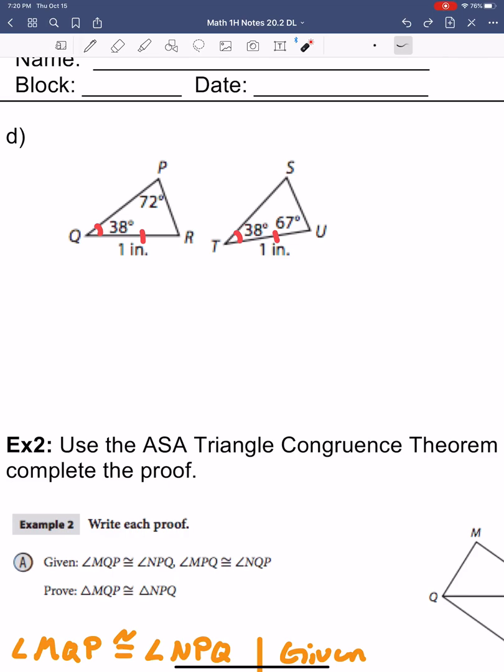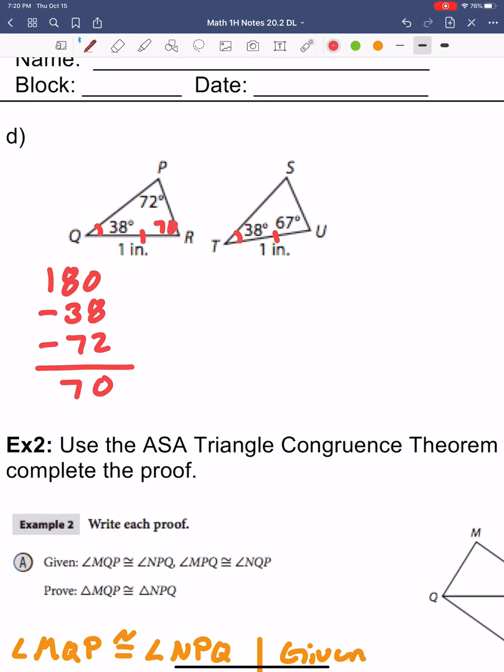So of course I'm just going to go back to this. I'm going to say, okay, well 180, that's the grand total, minus 38 minus 72. Okay, and again, some quick mental math here. That's going to give me 70 degrees. And so that tells me that angle R is 70 degrees. Okay, and then that's not going to work for us, right? U and R are not equal, because angle U over here is 67 degrees, and so these are not going to be congruent by angle side angle.